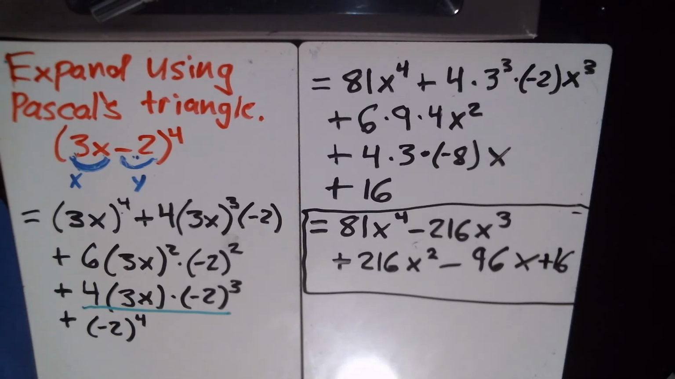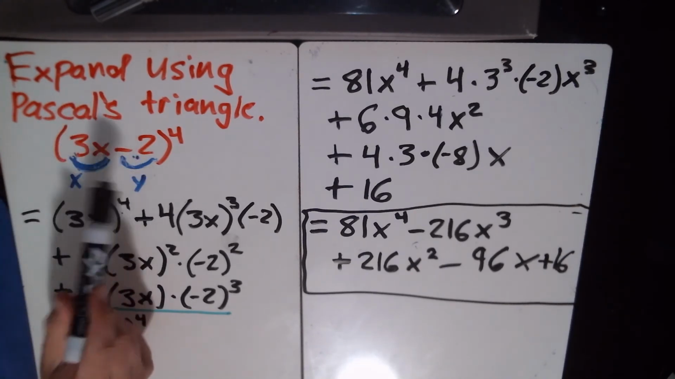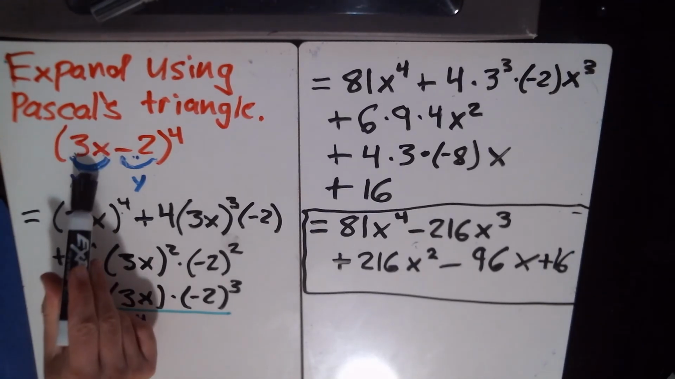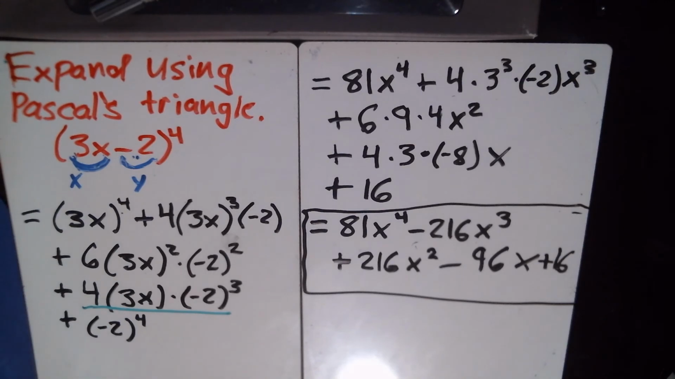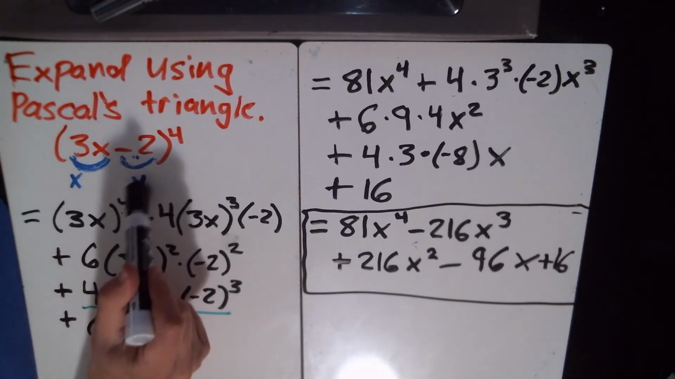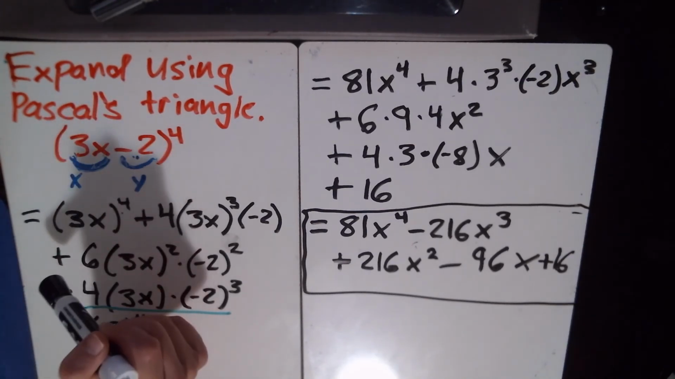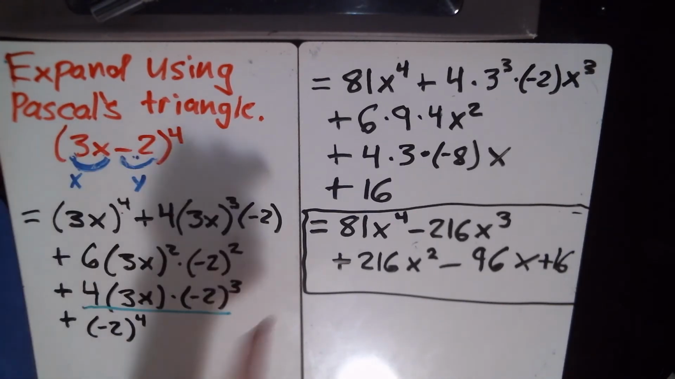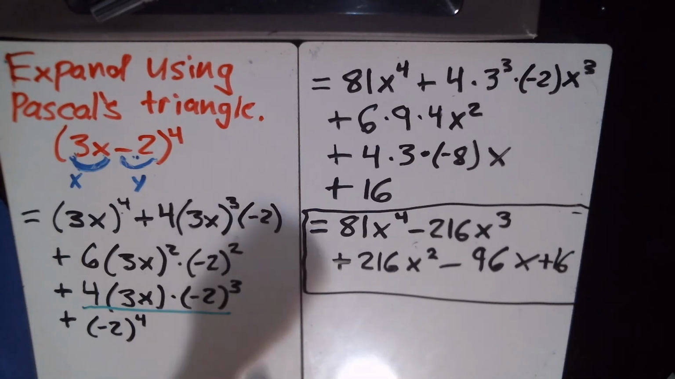Essentially, the process is the same when you've got not just x's and y's, but other things. You just replace x and y in your basic formula with what is in their place. So you replace x with 3x and y with -2, and you do the same thing, and then you simplify to get your final answer. So hopefully that helps. Go ahead and try those homework problems.